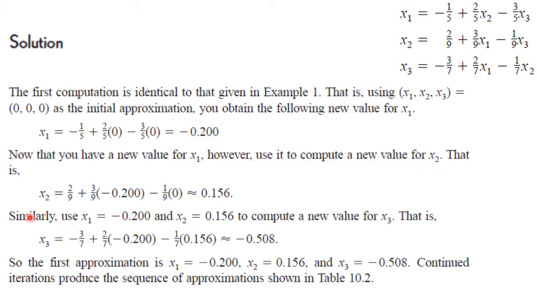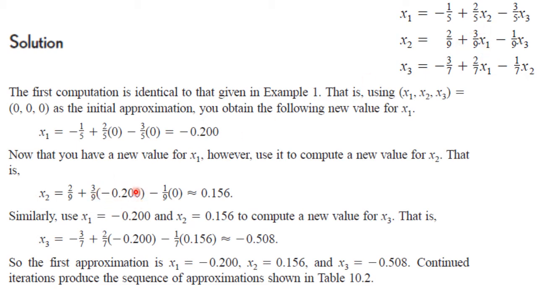That is, students, now x2 is equal to 2 by 9 plus 3 by 9 into x1. Now x1 should not be the zero value. In the Jacobi iteration, you were using the previous value 0, 0, 0. But now in this case, you are using the new value, whatever the new value is. So you will use the new value x1 here.